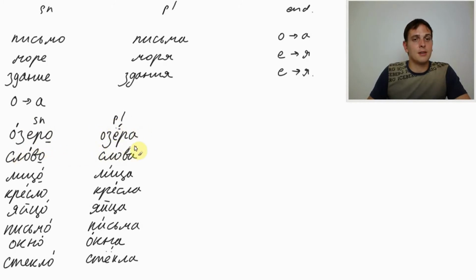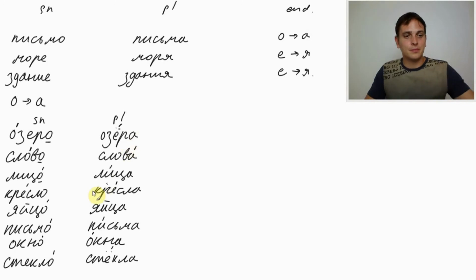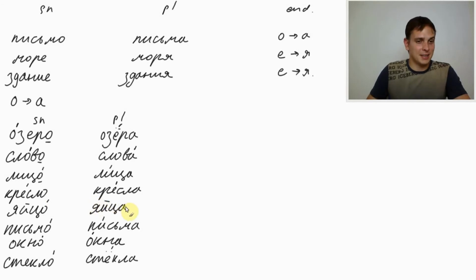Слово, слова. Word or words. Лицо, face. Лица, faces. And I hope you see my cursor. I'm trying to emphasize and to raise the wave at the letter which needs to be emphasized. Кресло. Кресло is armchair. And кресла, armchairs. Яйцо, egg. Яйца is eggs.